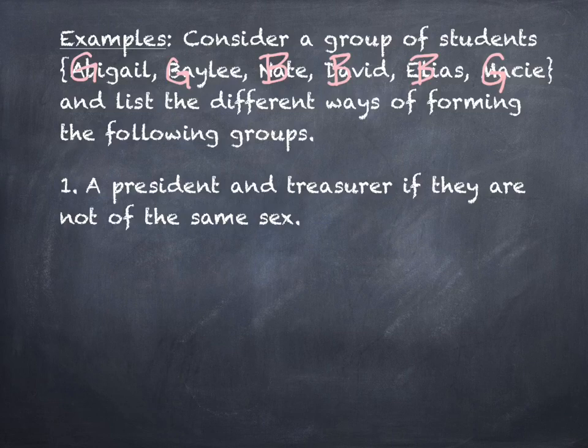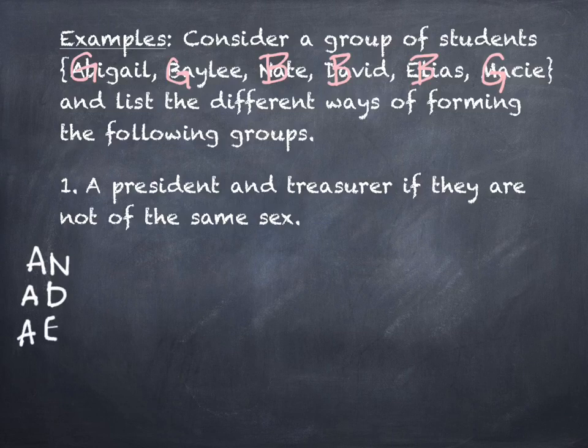All right, so the first thing I'm going to do is start out with the first person, which is Abigail, and it's an A. And we said Abigail's a girl. So if Abigail is the president, listed first, who could be the treasurer? Nate. So we could have A-N. Or who else could be the treasurer? David. So we could have A-D. Or we could have who?